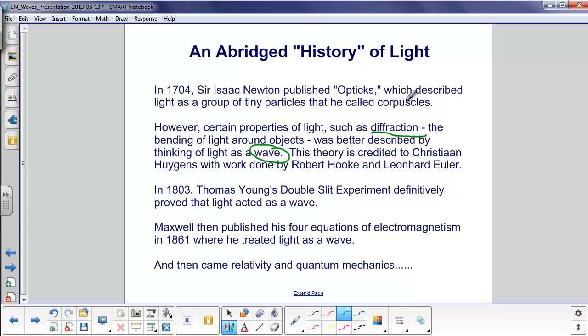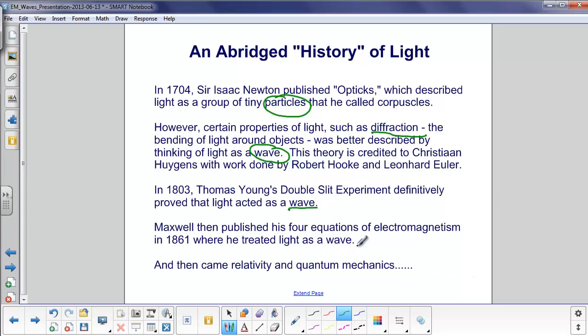So right away you can see we have this particle view of light and wave. The wave theory is credited to Christian Huygens, with work done by Robert Hooke, Leonhard Euler, and many other people. In 1803, a century later, Thomas Young's double slit experiment, one of the most famous experiments in physics, definitively proved, at least for the time, that light acted as a wave.